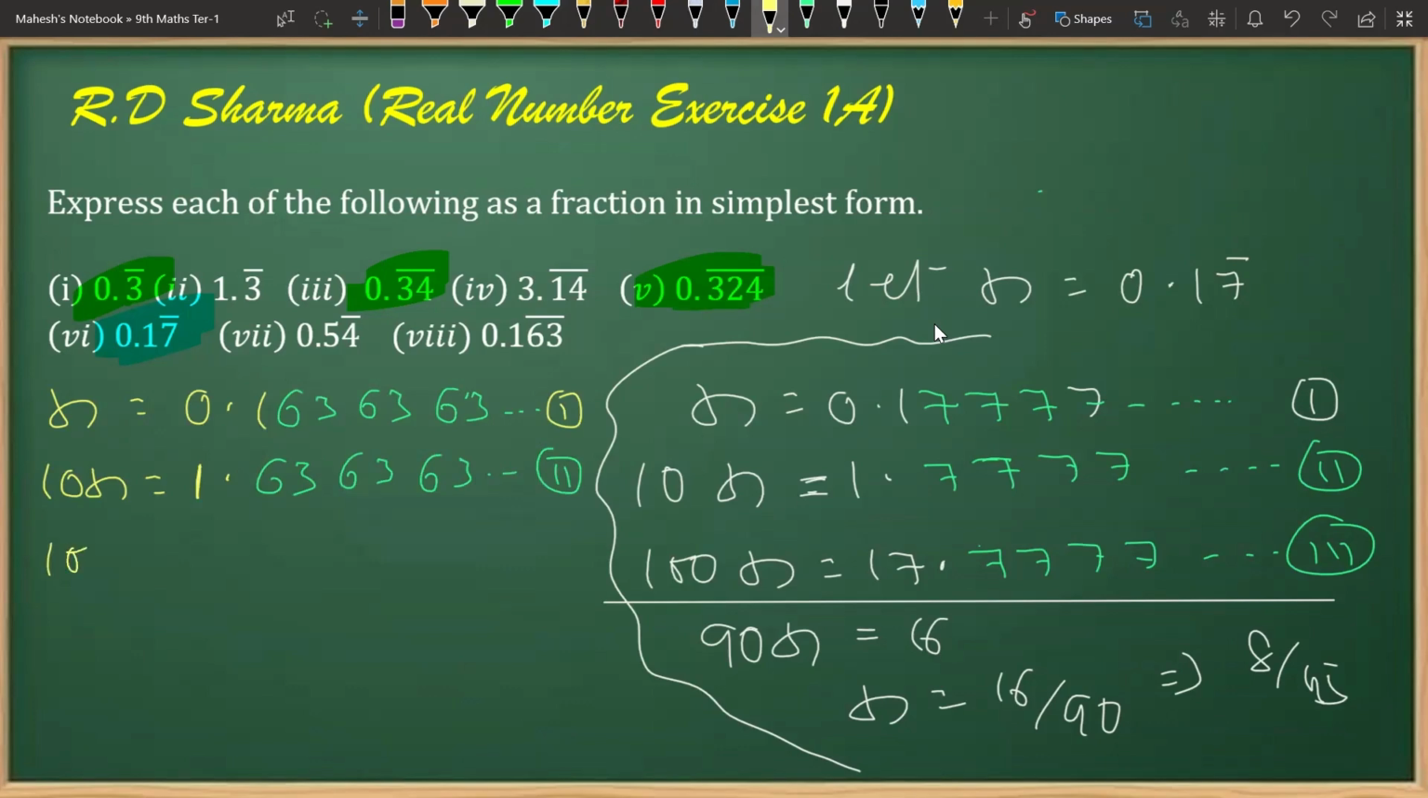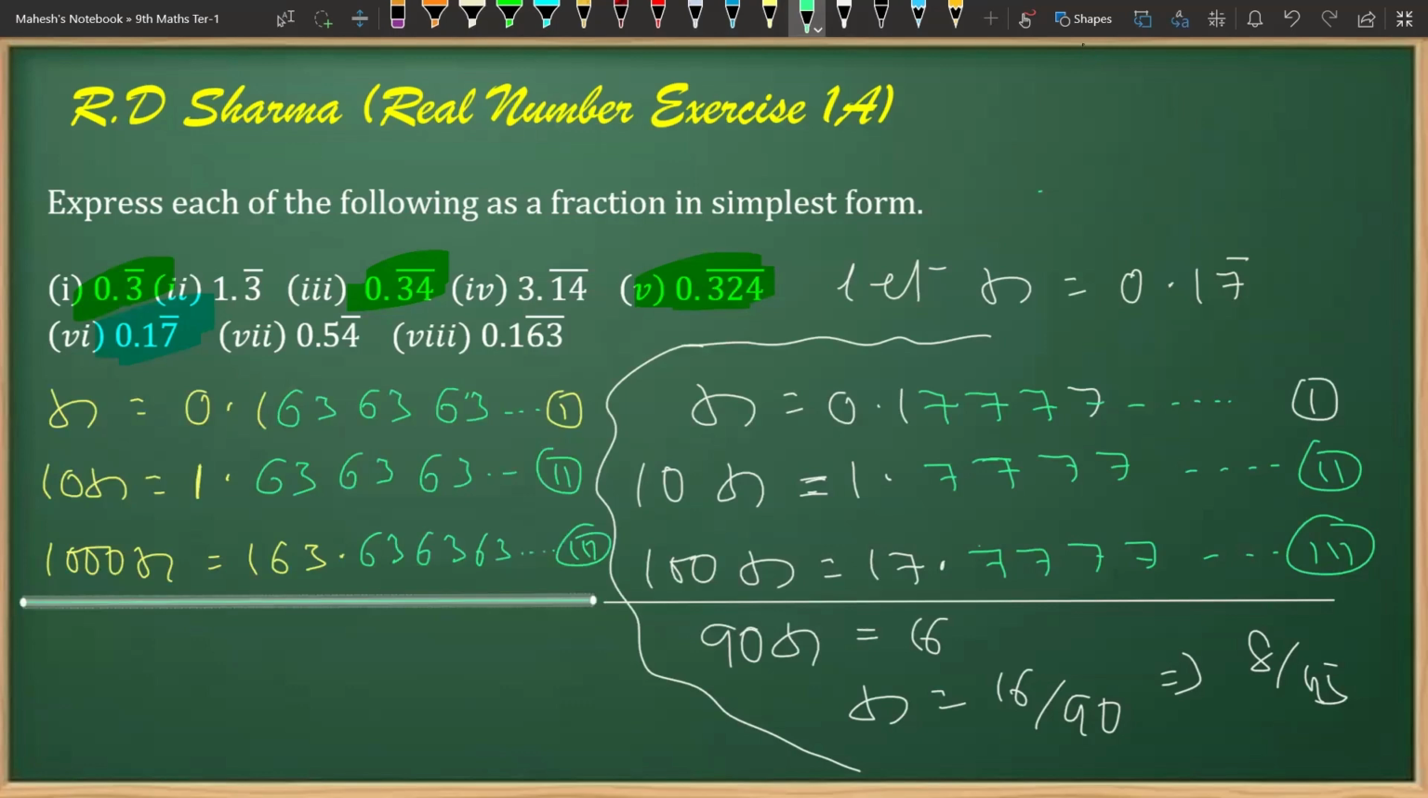So multiplying 100 to the previous case, 100 times 10 is 1000, and multiplying by 10 brings this 63 before the decimal. So it becomes 163 point, and we'll continue to write 63, 63, 63. Make sure you give dot, dot, dot here, showing that it continues. Now here too we'll be subtracting, as usual the last two. If I subtract 10x from 1000x, how much is it?